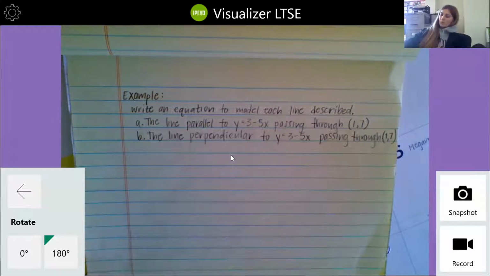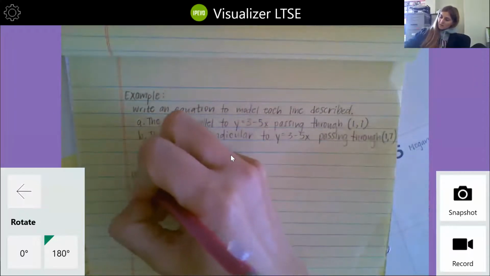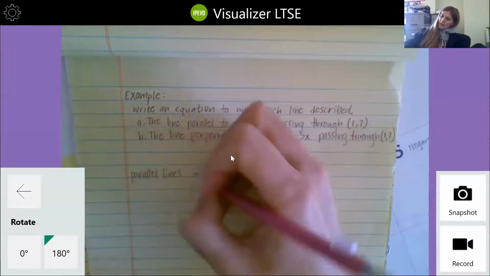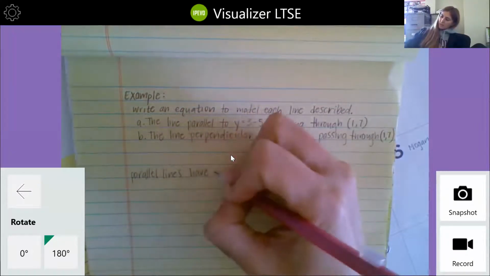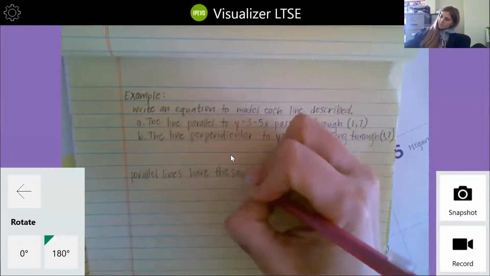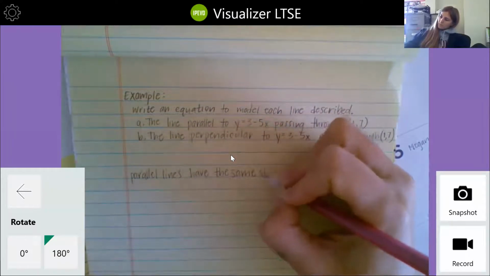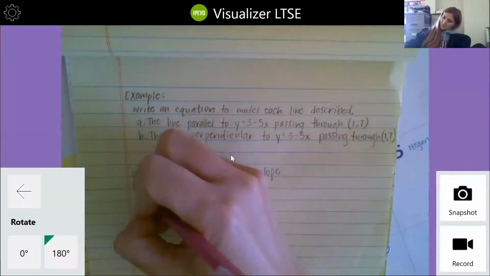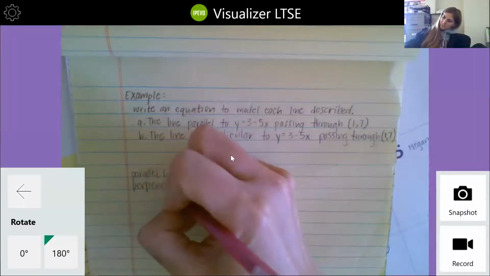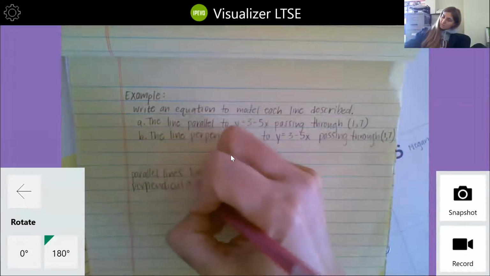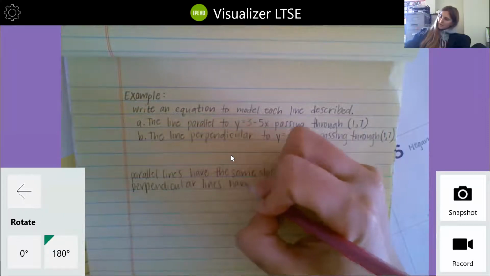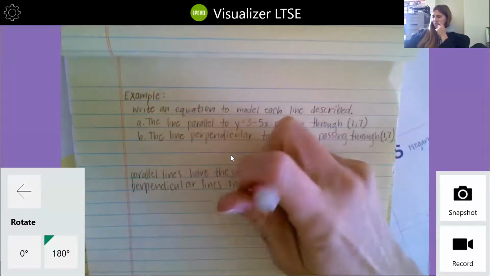So let's remember, parallel lines have the same slope. Perpendicular lines have slopes that are opposite reciprocals.